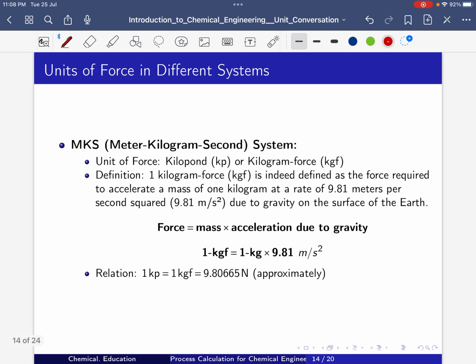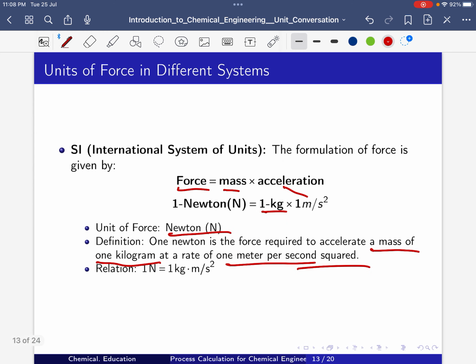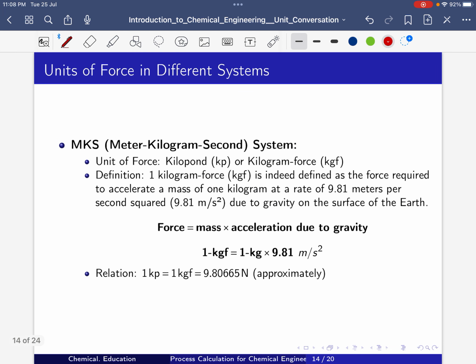Now MKS system. In the MKS system, the unit of force is kilopond or kilogram force. So remember here that force is nothing but, in the MKS system, mass into acceleration due to gravity. Here we have to consider acceleration 9.81 meter per second square, means 1 kilogram force is defined as the force required to accelerate a mass of 1 kilogram at a rate of 9.81 meter per second square.